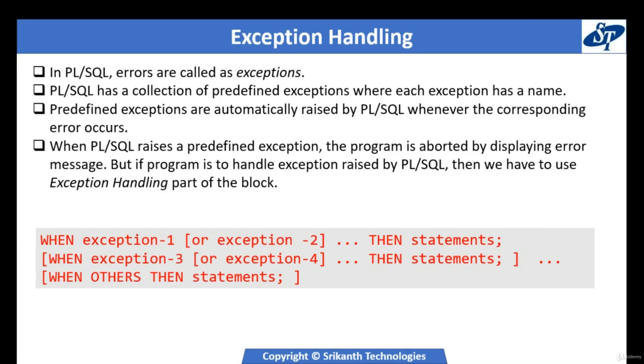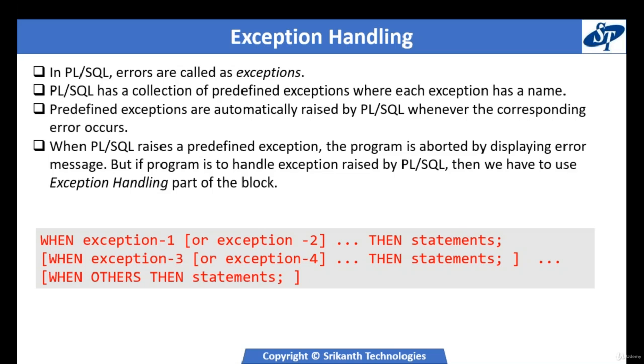For example, you want to update a row, but the updation failed. You want to insert a row, but maybe you're inserting a duplicate value in a unique column. Or you're trying to retrieve the data, but the data you want to retrieve is not available. In all these cases, PL SQL is going to throw exceptions. And these exceptions are to be handled.